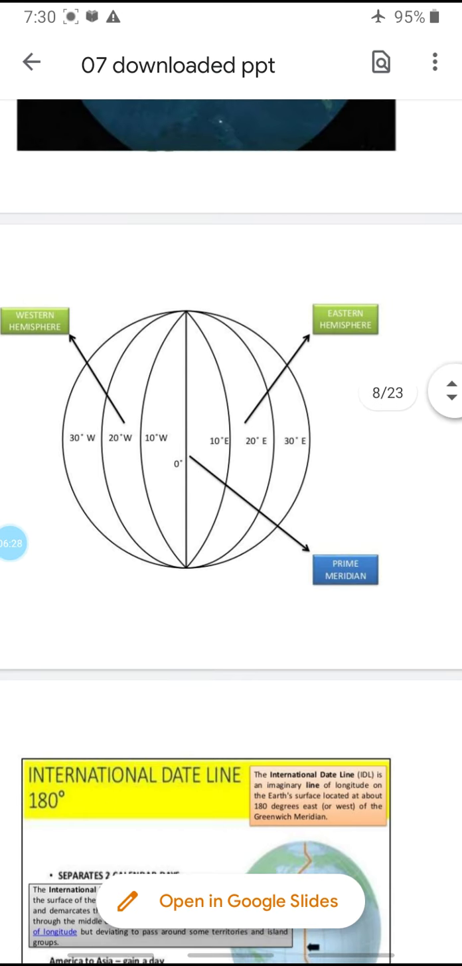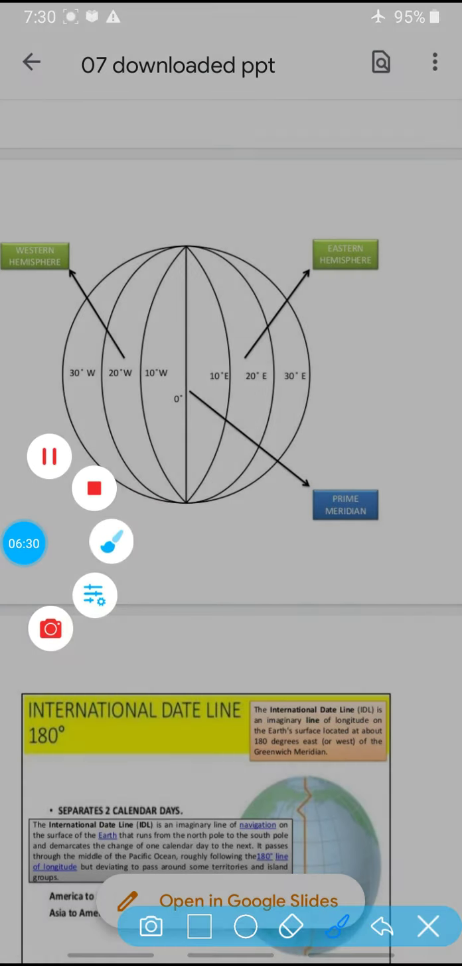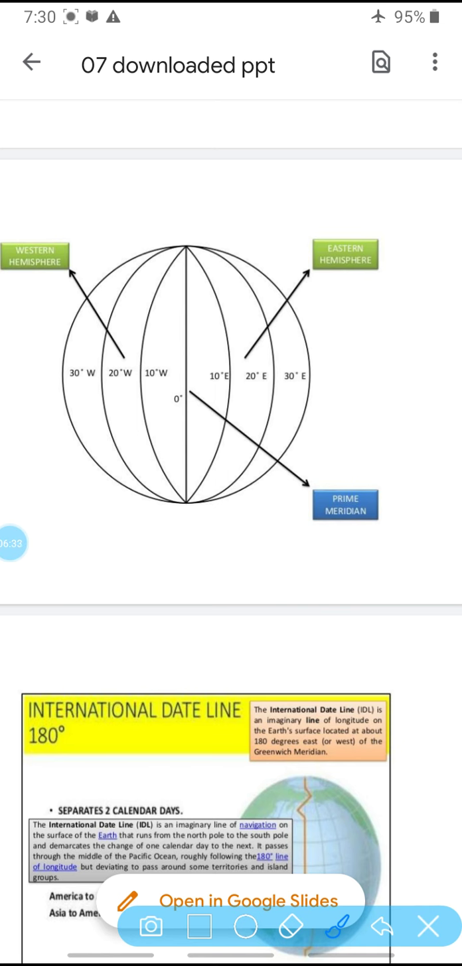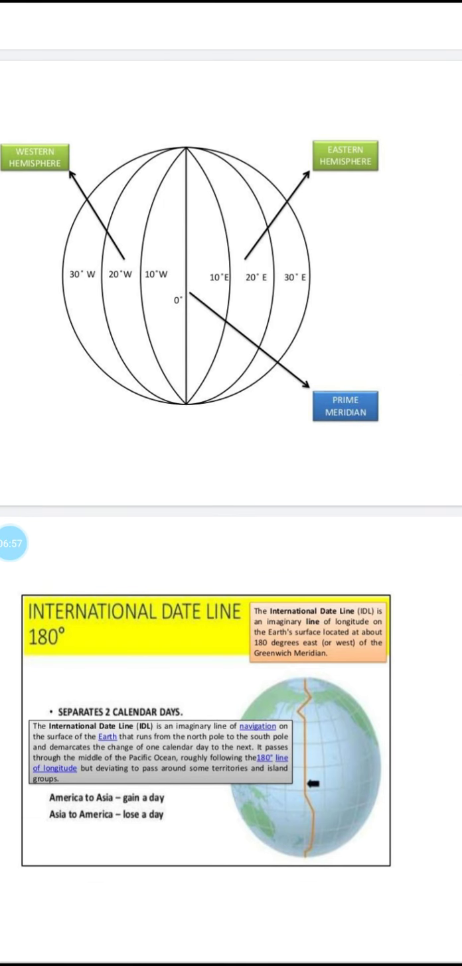This is 0 degree longitude. This 0 degree longitude passes through one area of England that is called Greenwich, so that's why it is also called the Greenwich meridian. And this international date line is on the back side of the earth, because when it is 0 degree here, on the back side it will come to 180 degrees. So at that 180 degrees there is a line that we call the international date line. What is written here? The earth's surface located at about 180 degrees east or west of the Greenwich meridian. When we come to 180 degrees on this side, it will be the international date line.